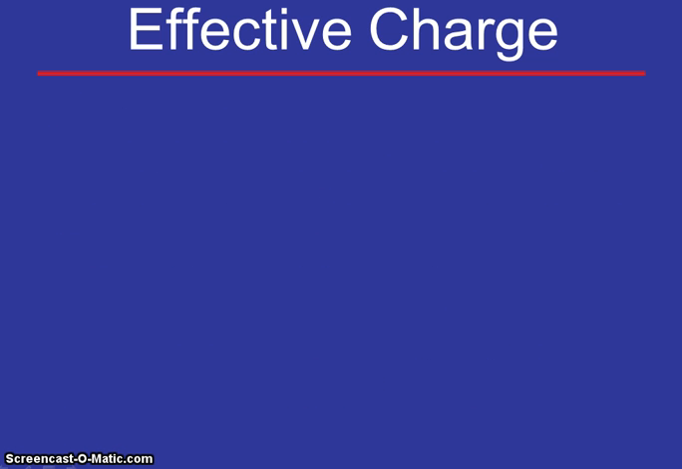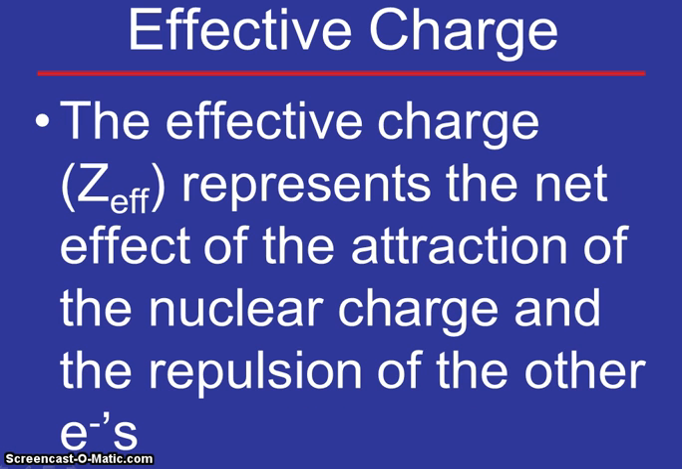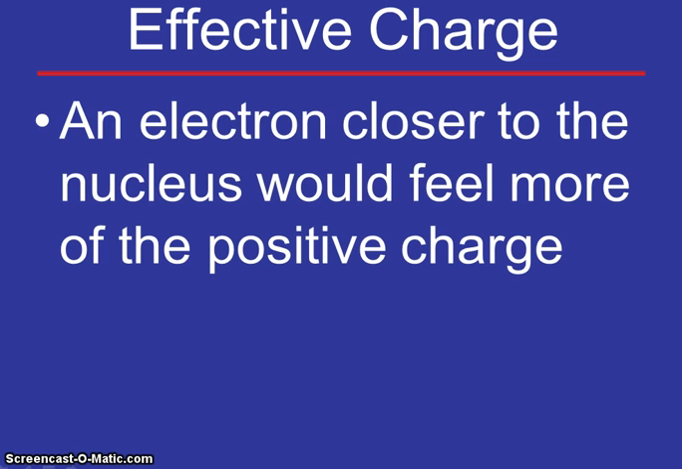charge on the nucleus. The effective charge, or our Z effective, represents the net effect of the attraction of the nuclear charge and the repulsion of the other electrons between the nucleus and the valence electrons. An electron closer to the nucleus would feel more of a positive charge, whereas electrons farther away would feel less of that positive charge.